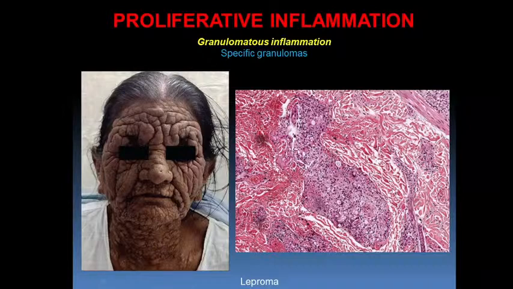Lepromatous form can be seen on the photos. Skin lesions have diffuse character and are very severe. The appearance of the skin of the face is similar to a lion. That's why it has a specific name, lion face. Microscopically, we see cells specific for leprosy.